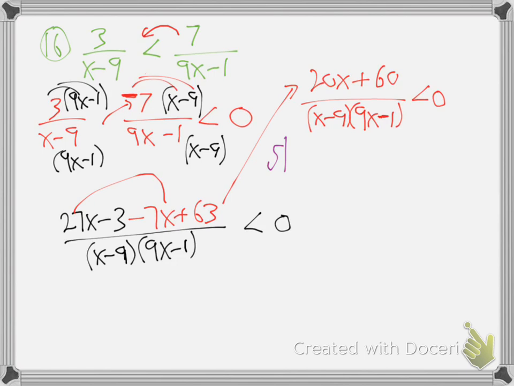So I'm going to go on to step 2. What do we do in step 2? Numerator equals 0. So take the top and set it equal to 0 and solve. Move the 60 over.